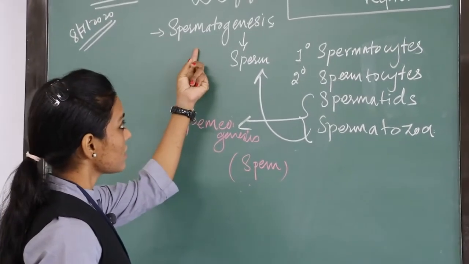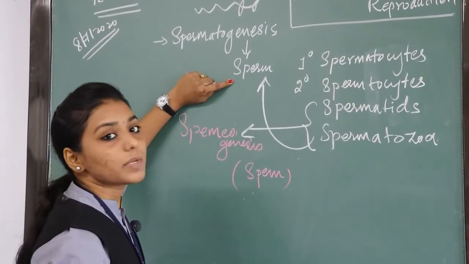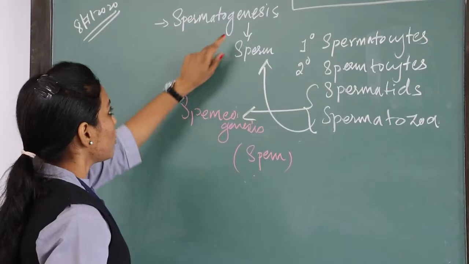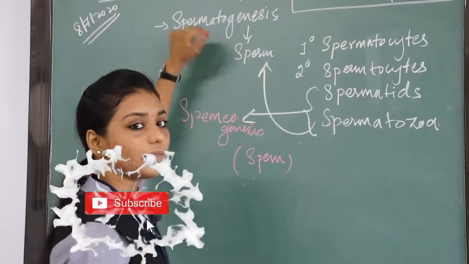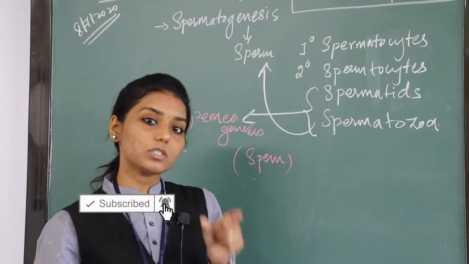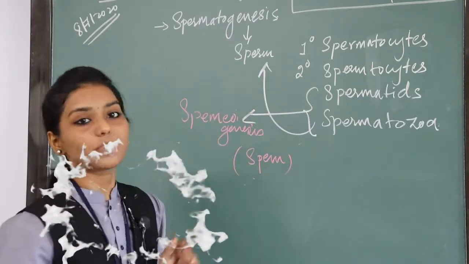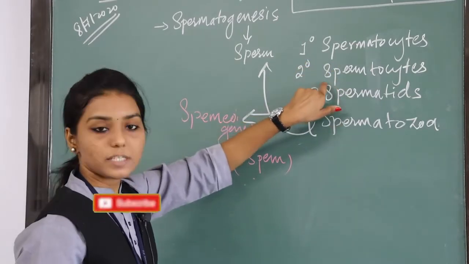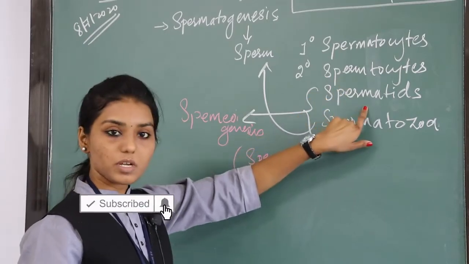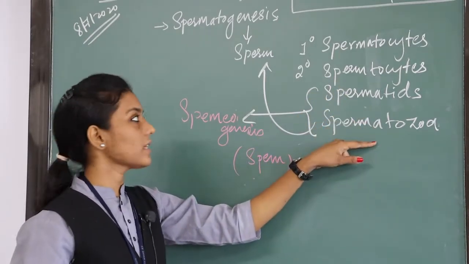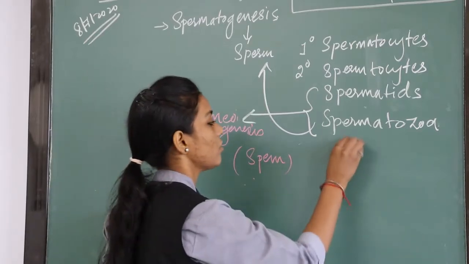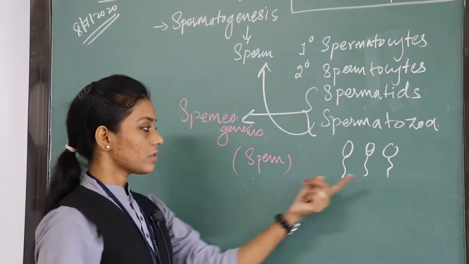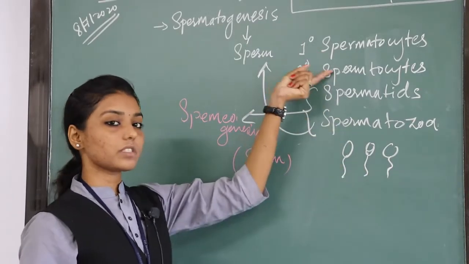See, in spermatogenesis we have seen how a sperm is formed. Just a quick revision of the things that we have seen in the previous video. Spermatogenesis is the process of formation of sperm, and it has certain events. Those events comprise primary spermatocyte formation, secondary spermatocyte formation, spermatid formation, and then spermatozoa, or you can say sperm formation, which is somewhat this shape we have seen. At last, the sperm formation.